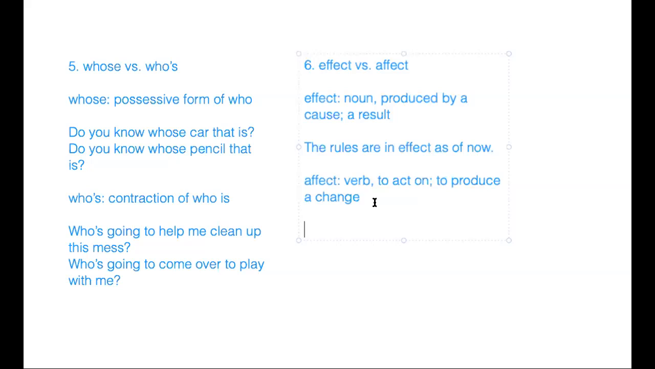So for example, the windy weather affected my allergies. We're going to use affected because the windy weather is doing something. The windy weather is producing that result. So if you're ever thinking, effect or affect? Effect is a noun. So it is the thing that is produced, whereas affect is the thing that is doing, like a verb.